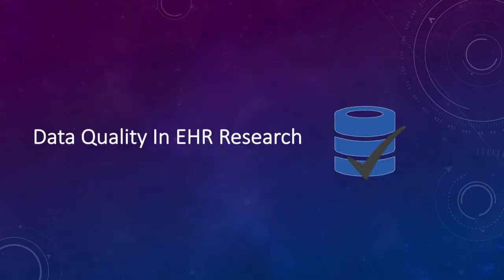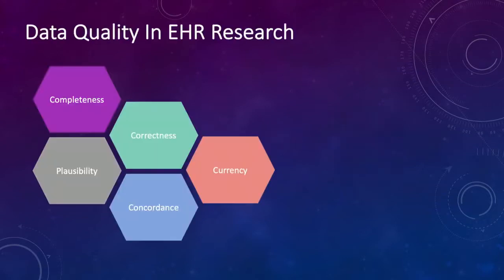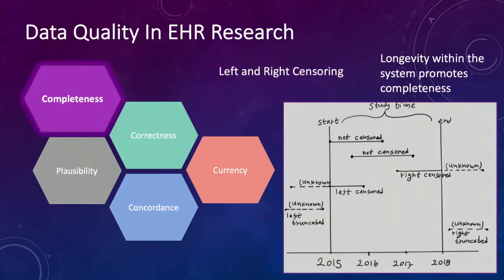Okay, so I'm going to go through what I think are the main components of data quality and things you're going to encounter within EHR data. These are the 5 typical categories you'll see: completeness, correctness, plausibility, concordance, and currency. And we're going to go through each one of these.